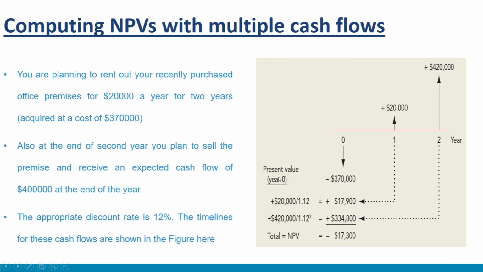Consider a simple example. You are planning to rent out your recently purchased office premises for $20,000 a year for 2 years, acquired at a cost of $370,000. The rent will be received at the end of the year. Also, at the end of the second year, you plan to sell the premises and receive an expected cash flow of $4 lakh at the end of the year. The appropriate discount rate is 12%. The timelines for these cash flows are shown in the figure here.